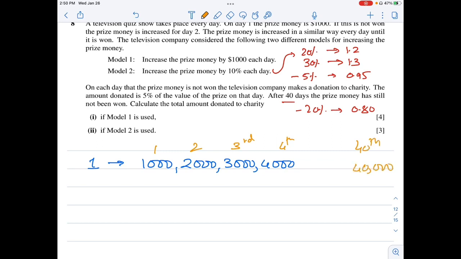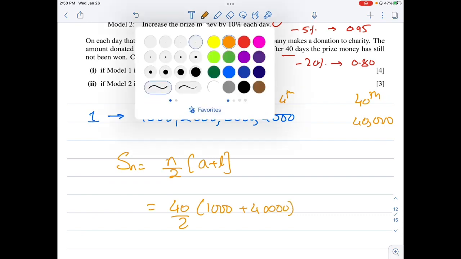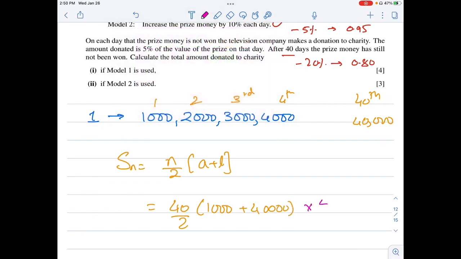40,000. So Sn is equal to n upon 2 times a plus l when you know the first term and last term. So it is n upon 2. n is 40 upon 2. The first term is 1000 and the last term is 40,000. But they donate 5% of this, so times 5 upon 100. So simplify that, you should be able to get $41,000.